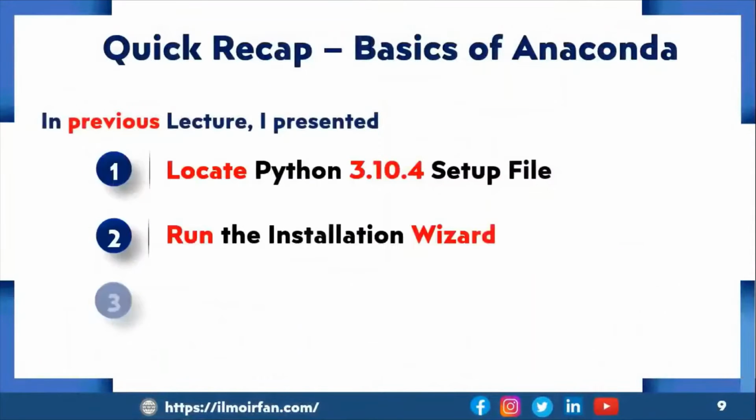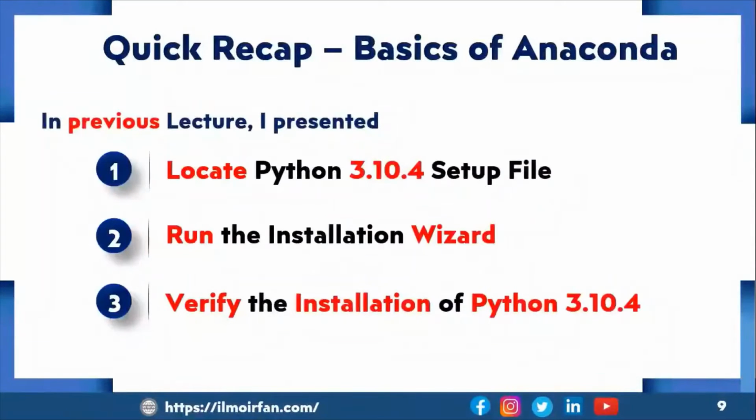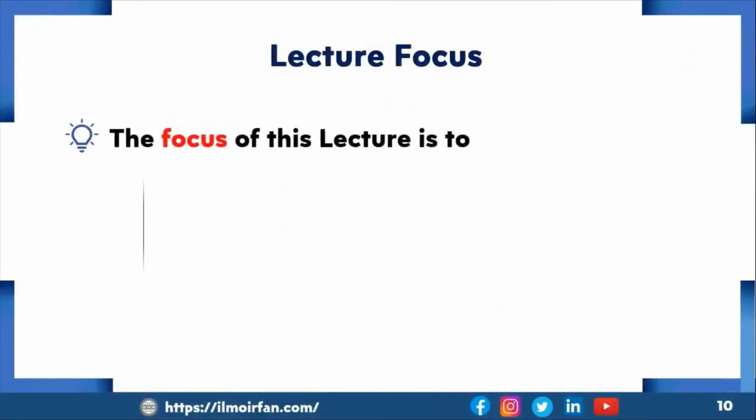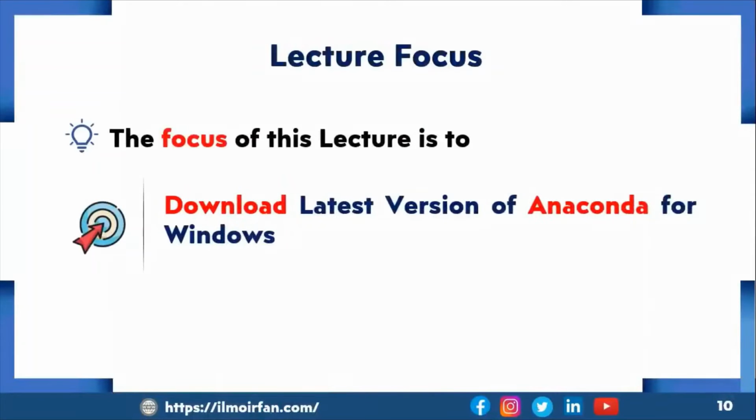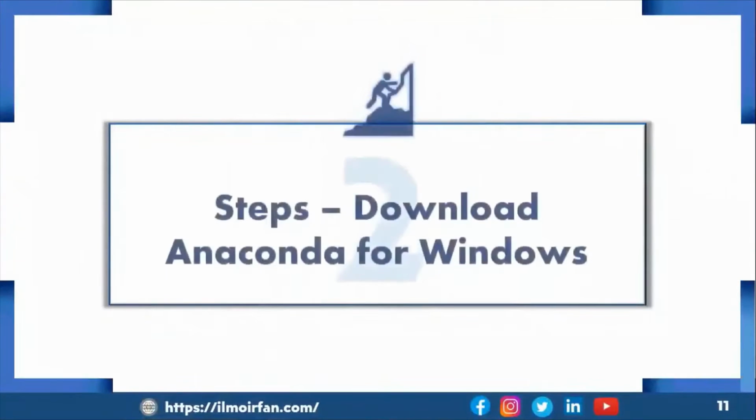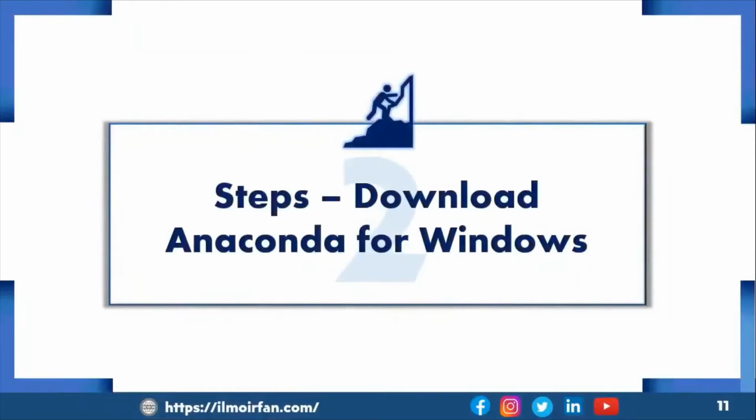In the previous lecture, I presented Step 1. Locate Python 3.10.4 setup file. Number 2. Run the installation wizard. Number 3. Verify the installation of Python 3.10.4 on Mac operating system. The focus of this lecture is to download latest version of Anaconda for Windows. Let's begin with the second step, that is, download Anaconda for Windows.